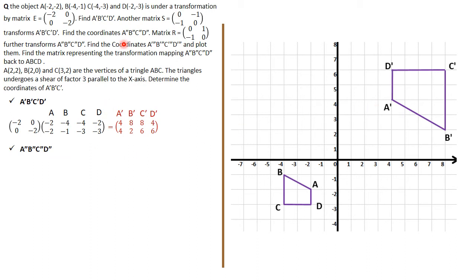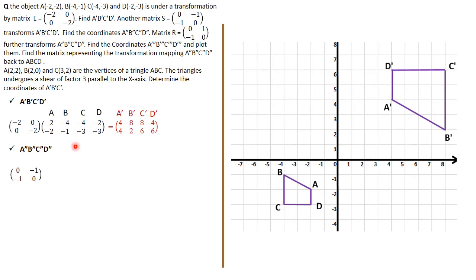The second part is we are told that the figure we have obtained there, A prime, B prime, C prime, D prime, is transformed by a matrix S. So you're supposed to find the coordinates of A double prime, B double prime, C double prime. In other words, the image of this one under the matrix of transformation [0 1; -1 -1 0]. And therefore, we progress as follows.